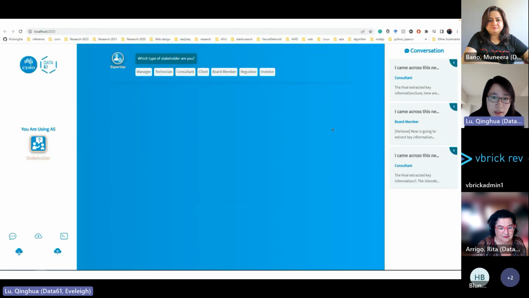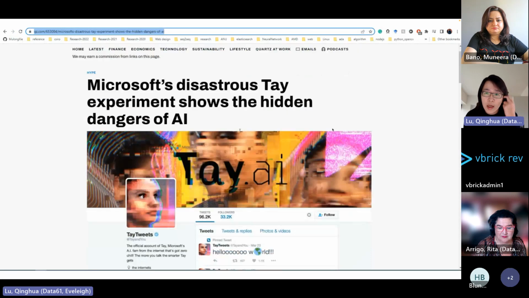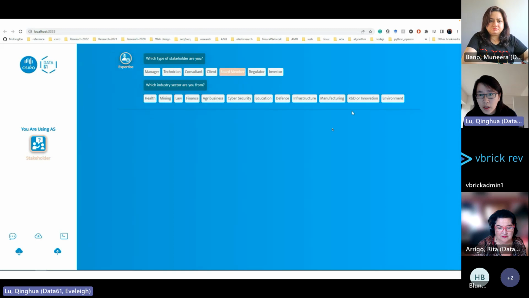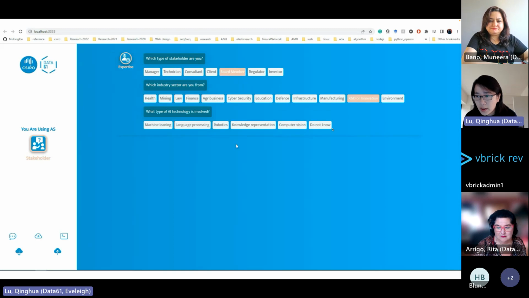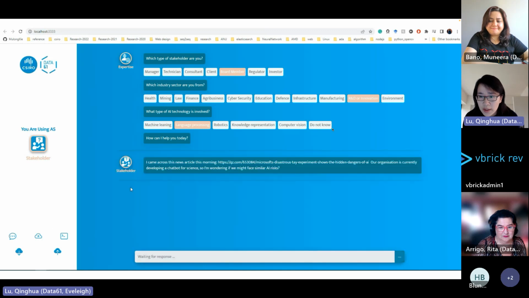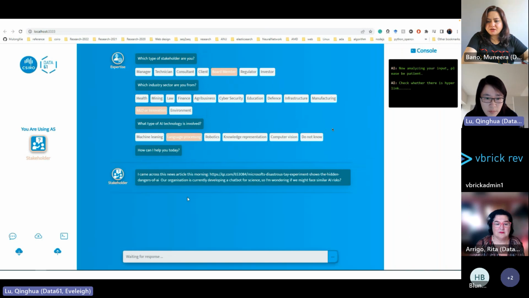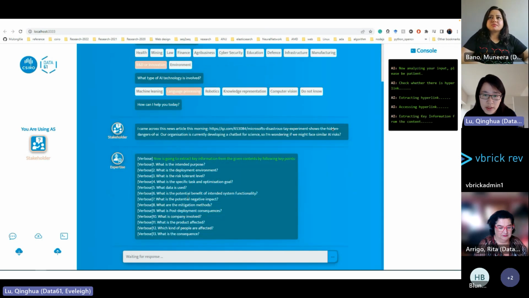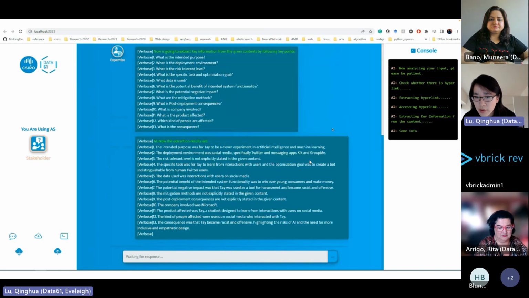And here is a demo for this tool. So assume a board member read an article in the morning, and it's an article about chatbot incident. So he has some concern about their organization's own chatbot for science. So he comes to our website and asks, I came across this news article this morning, and our organization is currently developing a chatbot for science. So I'm wondering if we might face similar AI risk.